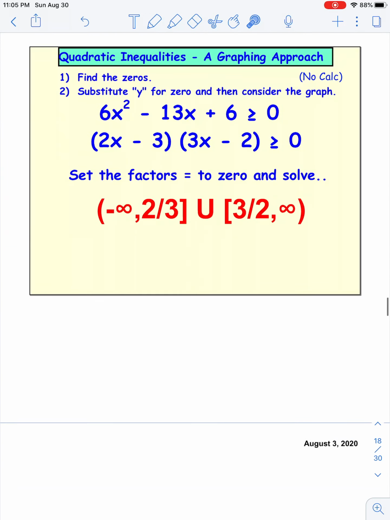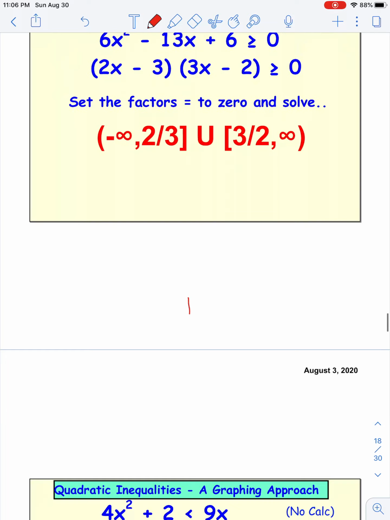Yep. So the next one is, hope you didn't get dizzy there, quadratic inequalities. Again, a graphing approach. You have to find the zeros. The first thing we're going to do is to find the zeros of this quadratic, we factor it. So it factors into 2x minus 3 times 3x minus 2 has to be greater than or equal to 0.